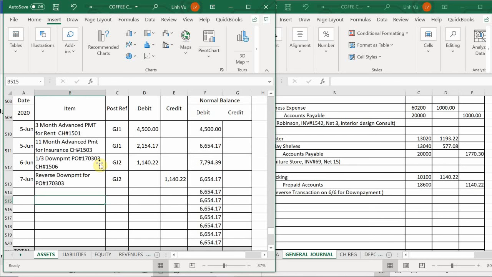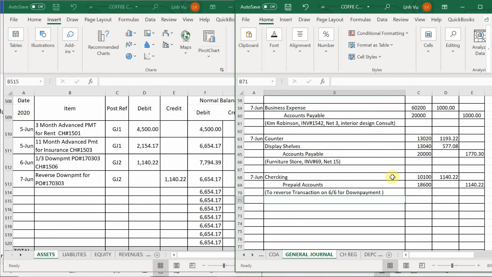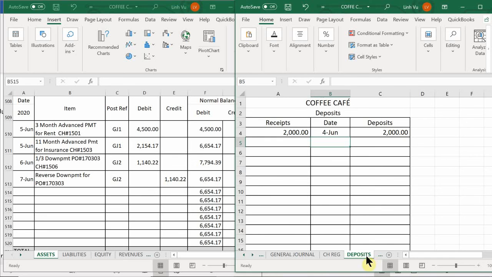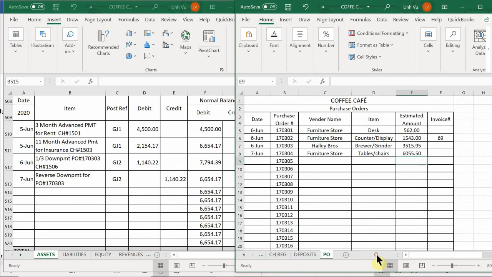Okay. Is everyone here now? Yeah. Okay. So there we go. We reverse the entry. Okay. So now we have a few things that we have to do. We need to revise the purchase order because the purchase order tells me that I originally made my down payment for $1140. So in this case, I'm going to go to my purchase orders.